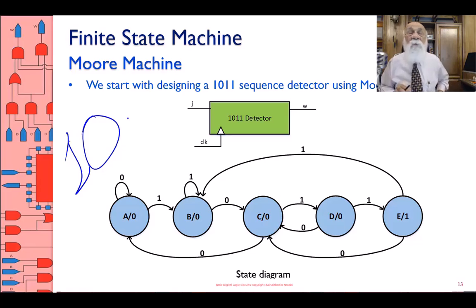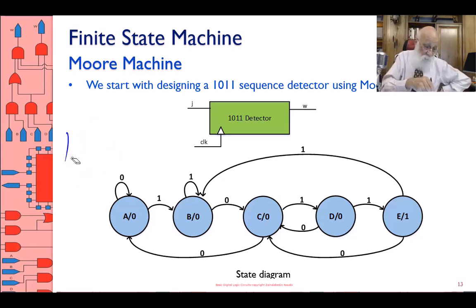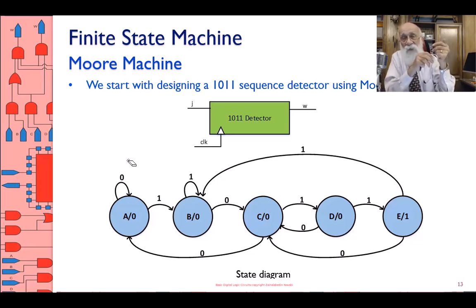Okay? How do I go about this? Okay? I'm designing this. How do I go about this? Eventually, I have to turn it into Karnaugh maps. Eventually, I have to turn it into gates. And I know there are flip-flops there. But how do I get started with this?